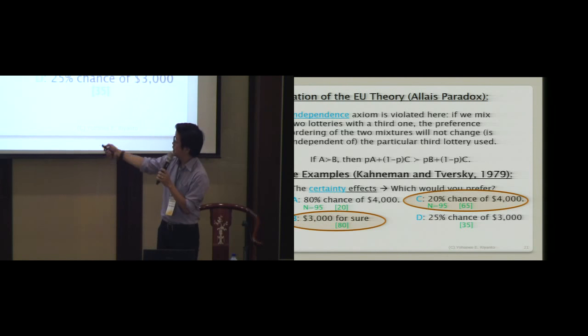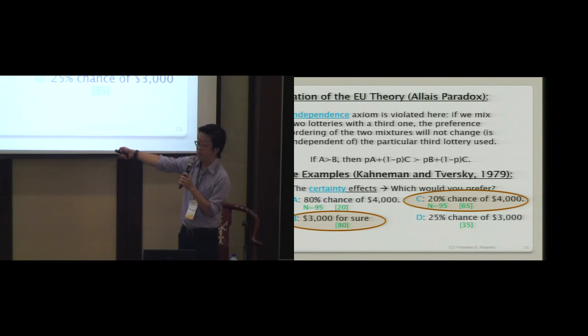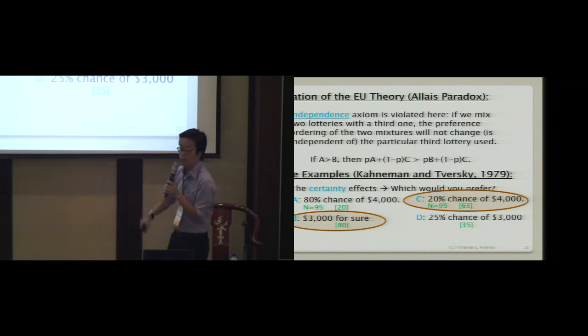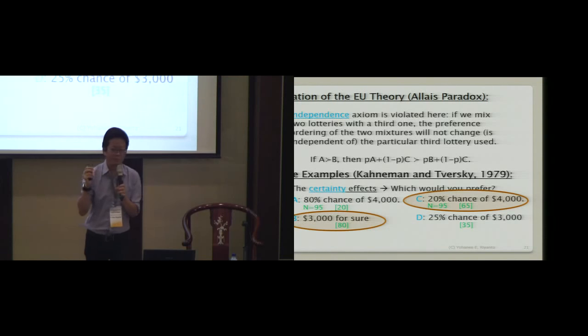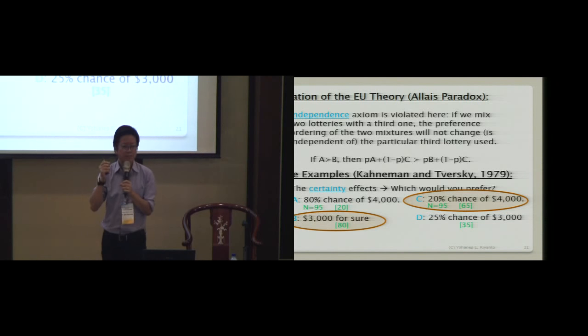Why? Because this A, B, and C, D are exactly identical. So C, D here, you just divide everything by 4, the probability. 80% divided by 4, you get 20%. 100% here divided by 4, you get 25%. Exactly identical. But the choices switch. So why is it so? And that's interesting. Because when this probability is large, you are not talking about something that is very little chance of happening, but something that has a good chance of happening.